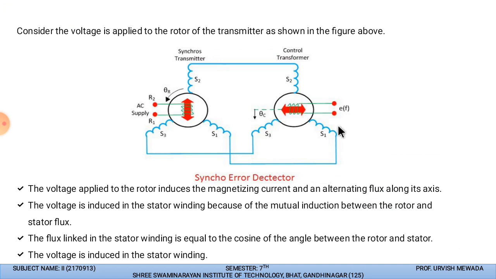Now here we are considering that the voltage is applied to the rotor, meaning over here we are giving the supply, and the transmitter is shown in this diagram. So here we use two different structures: the synchro transmitter and the synchro control transformer. So here we have three windings.